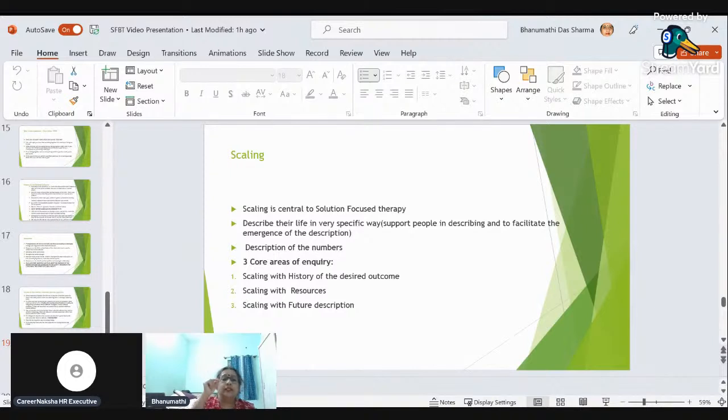But here we will use scaling for solution focused questions, and it can be used in 3 core areas. It's a wonderful tool. Suppose as a therapist you are stuck while asking a solution focused question, then you can use the scale. It will rescue you and you can proceed further. You can use scaling with the history of the desired outcome, scaling with resources, and scaling with the future description.